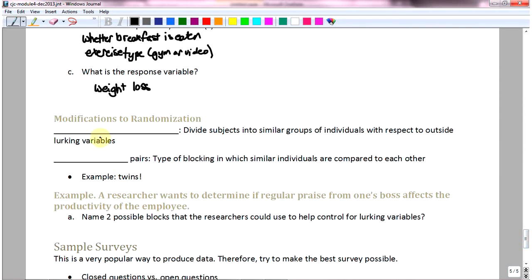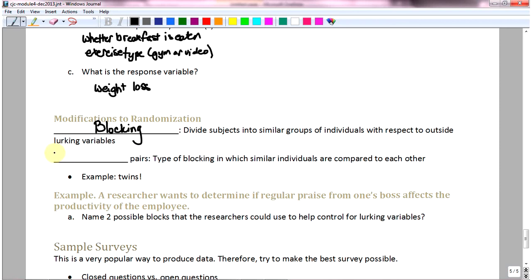Next, we want to look at some modifications to randomization. One way that we can try to control for lurking variables without using randomization is by using something called blocking. With blocking, we divide subjects into similar groups of individuals with respect to outside lurking variables. So we may use blocks of gender, male and female. We could do age.